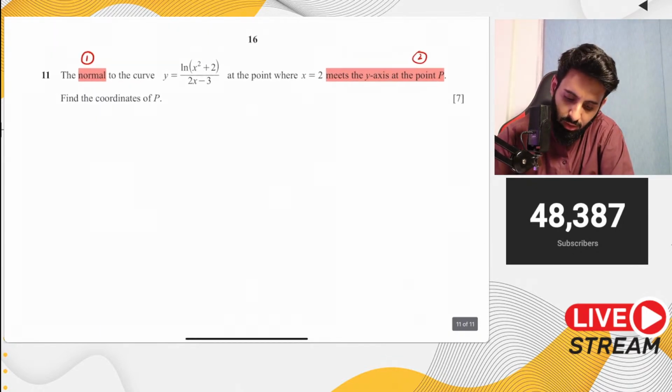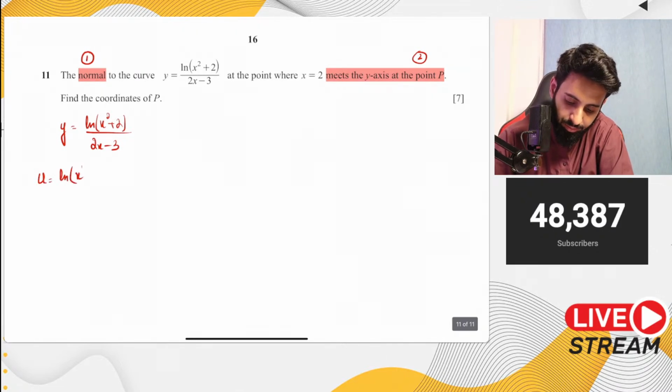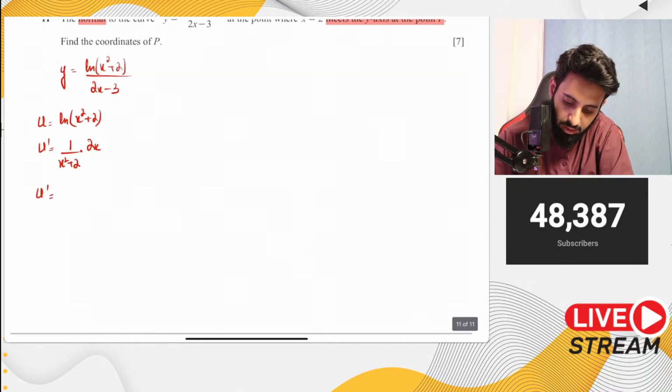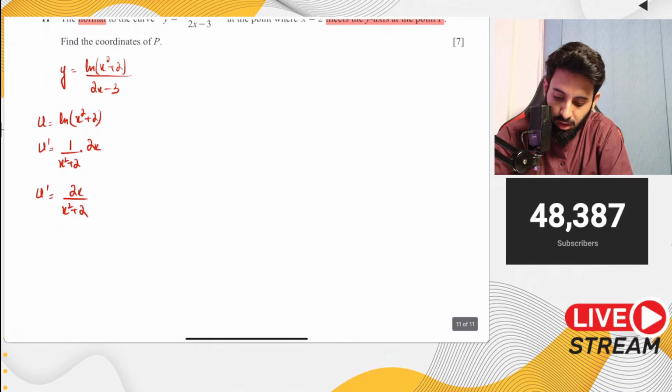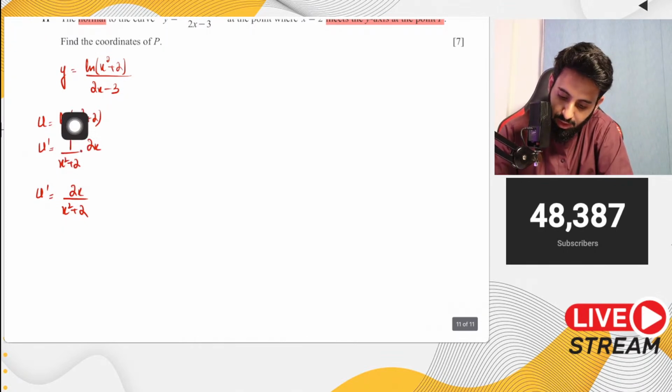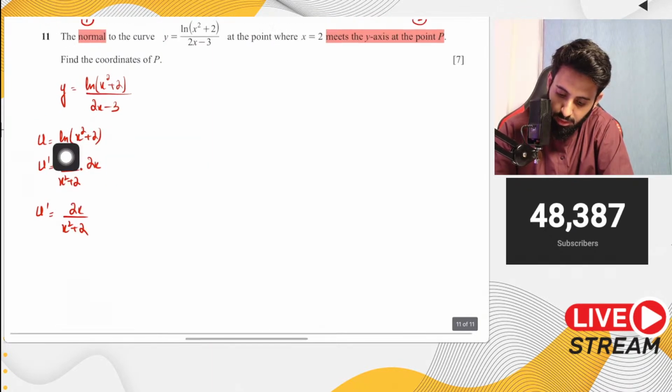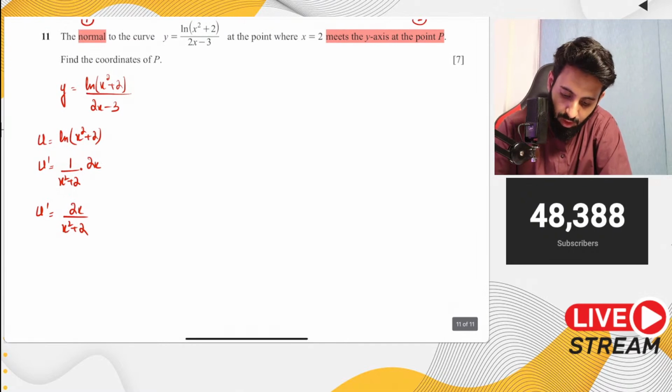Okay. So y is equal to ln of x square plus 2, over 2x minus 3. So let's start with u. U is going to be ln of x square plus 2. So u prime is going to be 1 upon x square plus 2 into 2x. Don't forget to multiply it by the differential of the bracket, the differential of the argument basically. So we're looking at 2x over x square plus 2 as the differential. Let me double check. Yep, 1 upon x square plus 2 into 2x, so 2x over x square plus 2. Okay, good job.